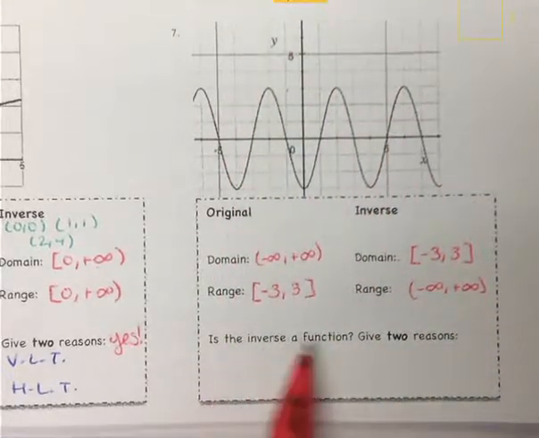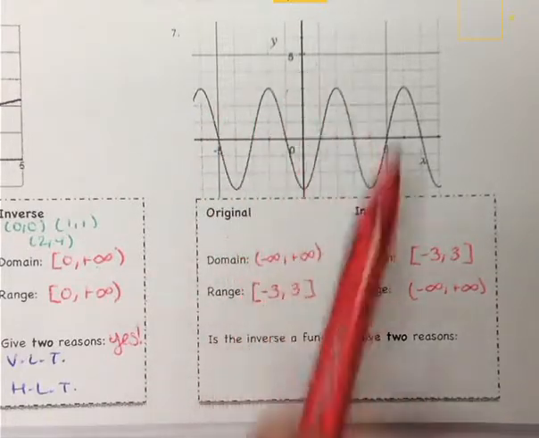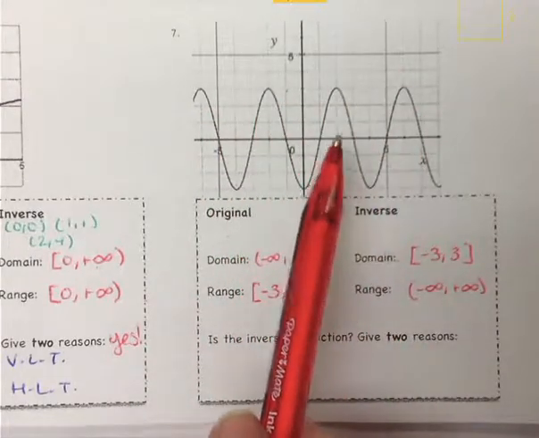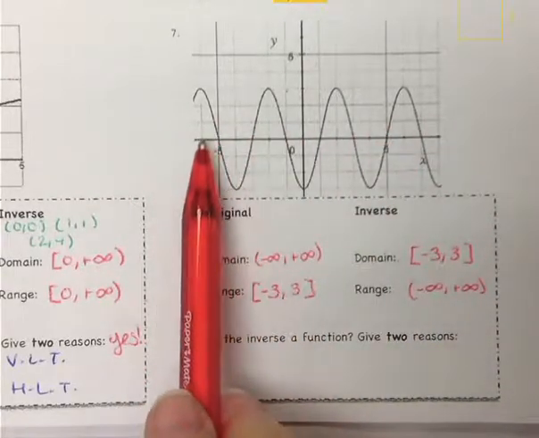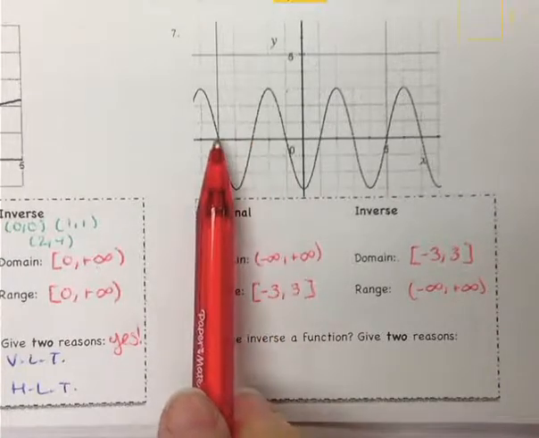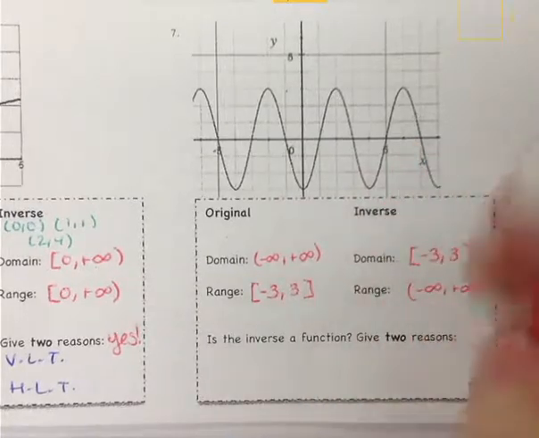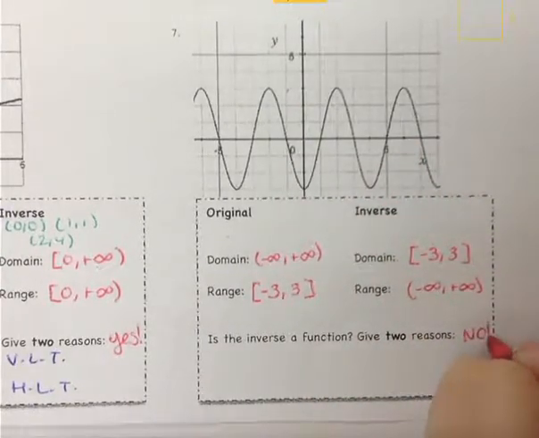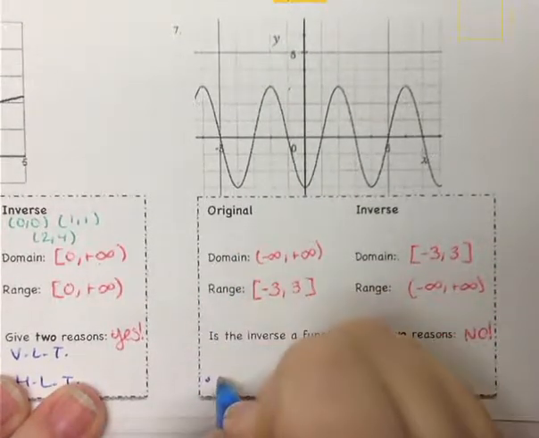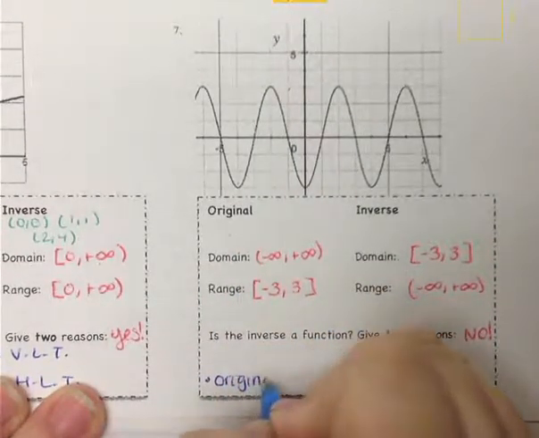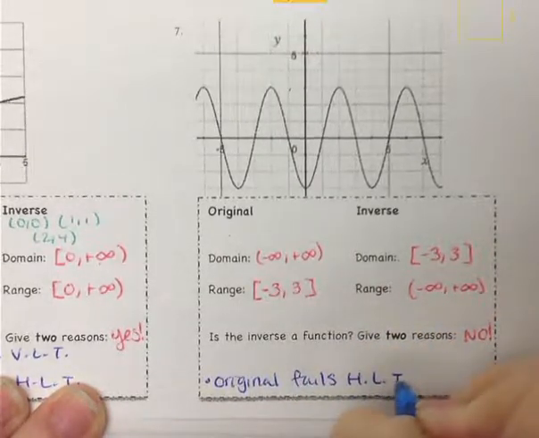It'll curve going this way. Is the inverse a function? Give two reasons. So right now, we're not doing the vertical line test. For the inverse, we want to do the horizontal line test. If I drew a horizontal line like this axis, it is crossing the axis more than once. So no, the inverse is not a function. It is not a function because this original graph fails the horizontal line test.